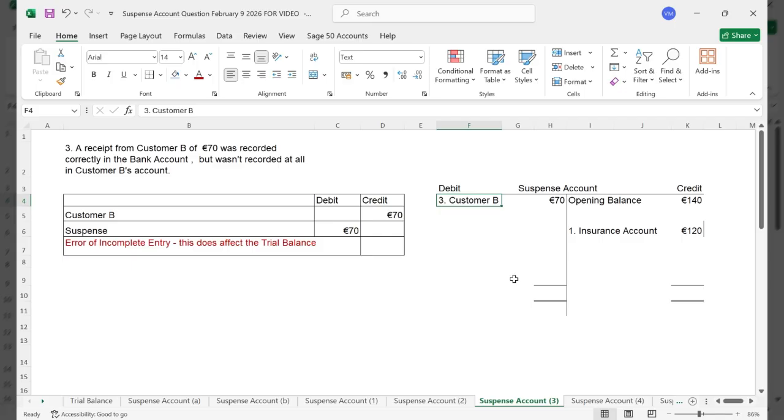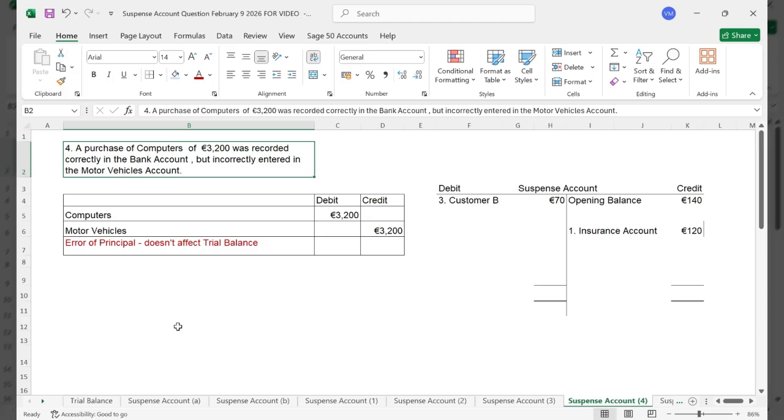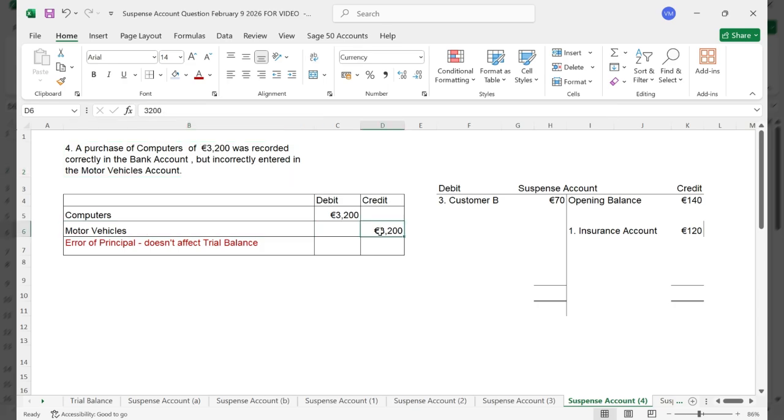We'll push on. Purchase of computers, 3,200. Recorded correctly in the bank, which means credit the bank by giving 3,200, but incorrectly entered in the motor vehicles account. Basically, it was recorded as if we had bought motor vehicles rather than computers. We need to correct that. We need to get it out of the motor vehicles account, credit, and we debit the computers with 3,200.